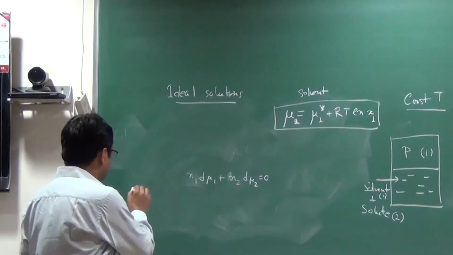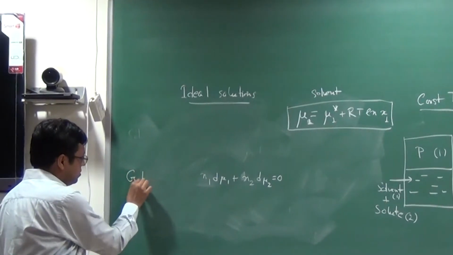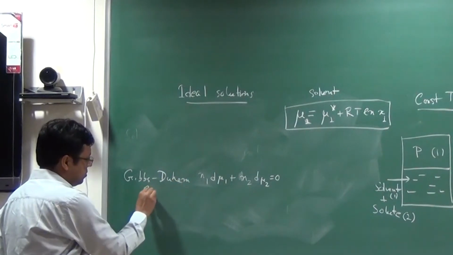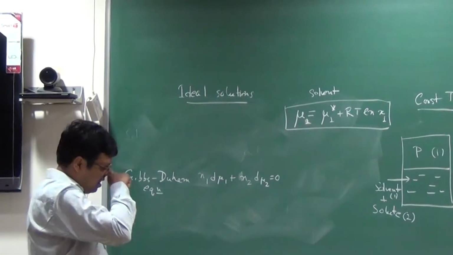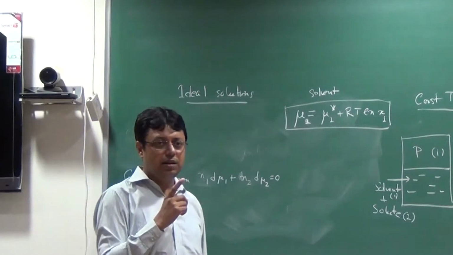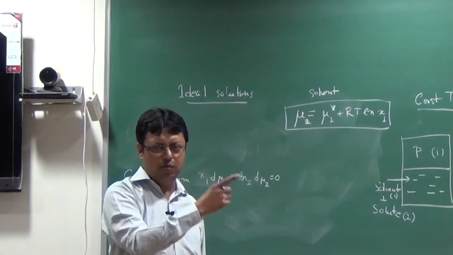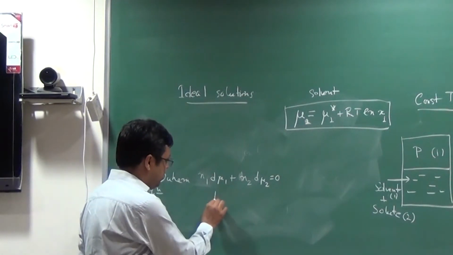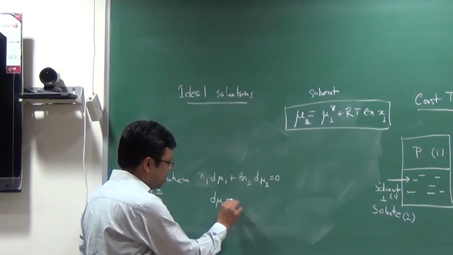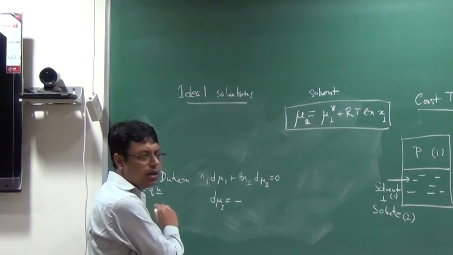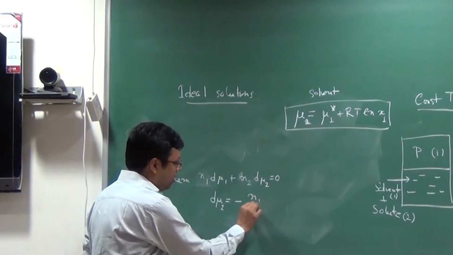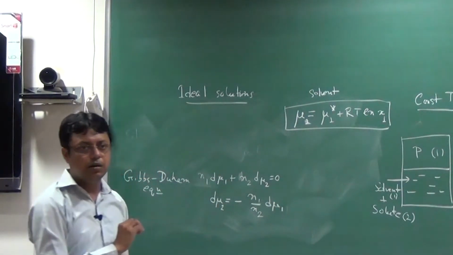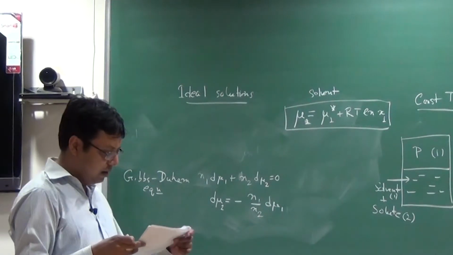So this is the Gibbs-Duhem equation. Now I actually want a relation between mu2 and mu1, so I have to integrate this. Just do it. So d mu2 is nothing but, I'm just taking it to the other side, I'll have n1 by n2 d mu1. Clear? Okay. Now I'll integrate.